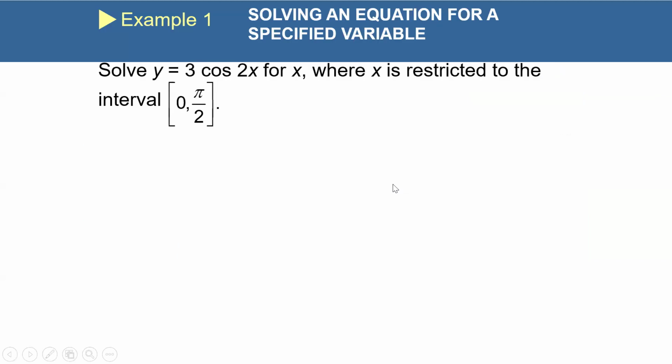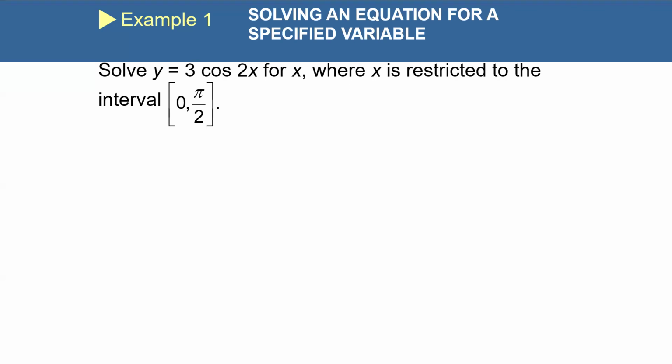All right, so up first we have, it says y equals 3 cosine 2x for x restricted to the interval 0 to pi over 2. So that means we're in what quadrant? 1. We're in quadrant uno. So our x value has to be in quadrant 1. Make sense?